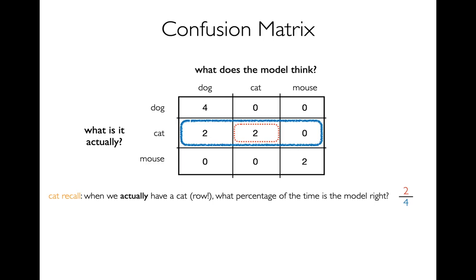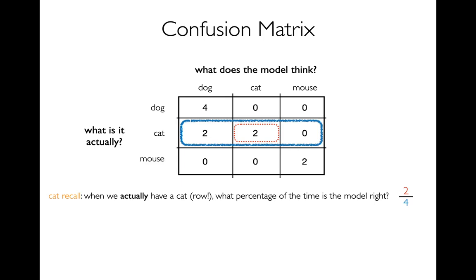So when I'm asking, what is the cat recall? What I want to know is, when we actually have a cat, what percentage of the time is the model right? Since I'm asking about what is actually the case, what I'm really doing is dividing by the sum of numbers in a row, right? Because each row represents what the data actually is. So the denominator will be the sum of the row, and the numerator will just be a single number, which is cat. How many times do we actually call a cat a cat? In this case, we'll get 2 over 4.